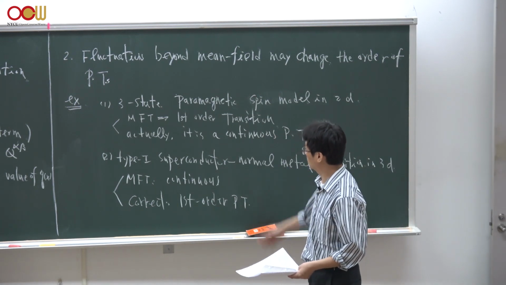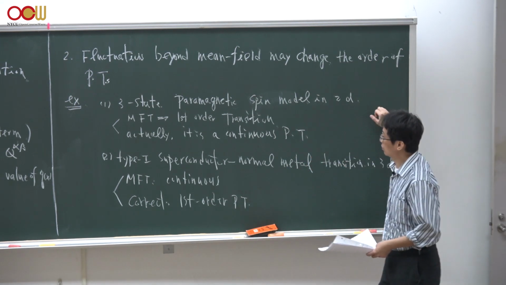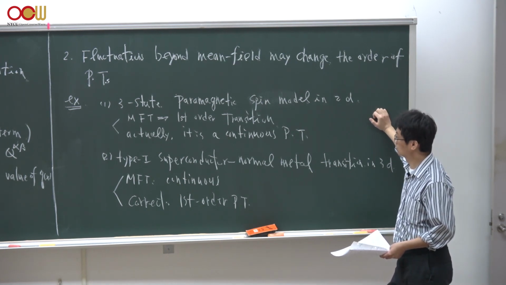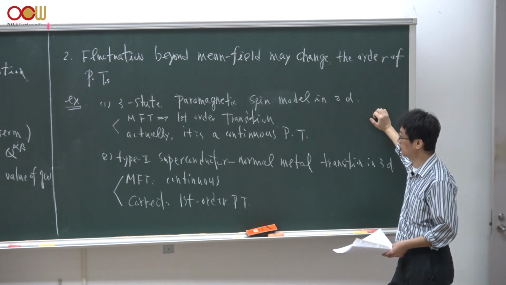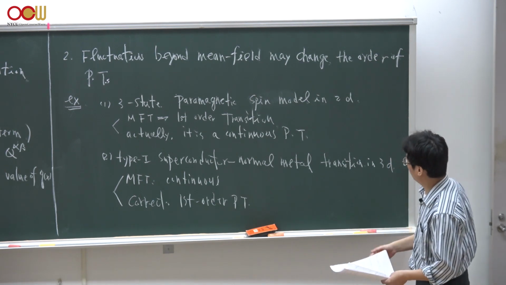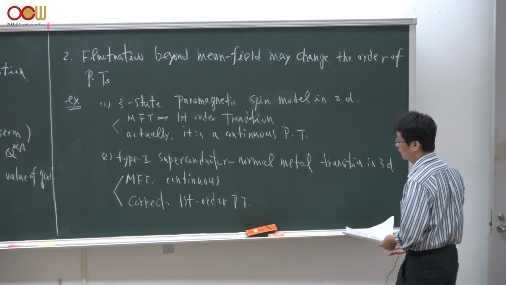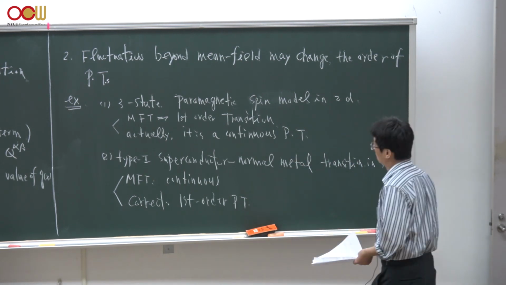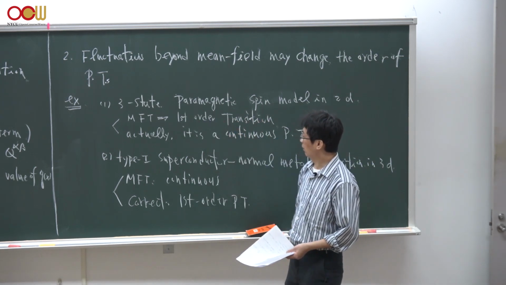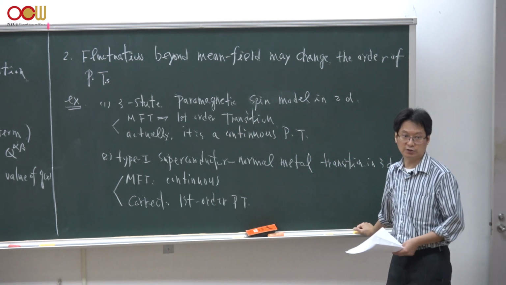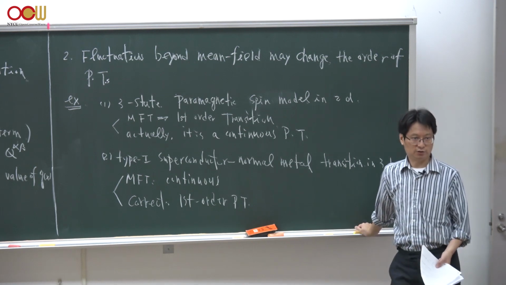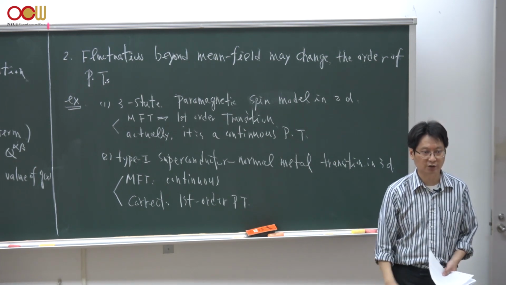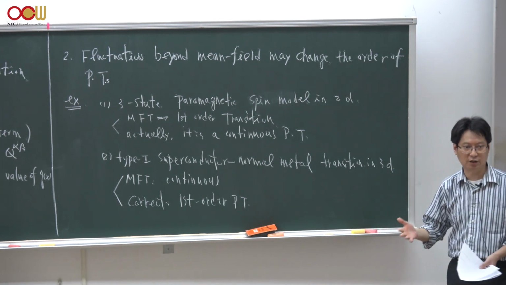There are two examples. The first one is the so-called three-state paramagnetic Potts model. It has three possible spin states in a paramagnetic spin model in 2 dimensions. We don't have time to discuss it in detail, but the mean field theory of the three-state Potts model predicts a first order transition, but actually it is a continuous transition. So something's missing, and what is missing is actually the fluctuations beyond the mean field, which we'll discuss later.